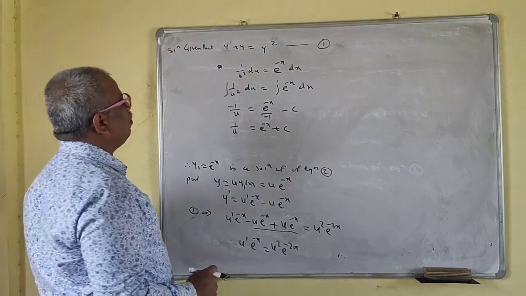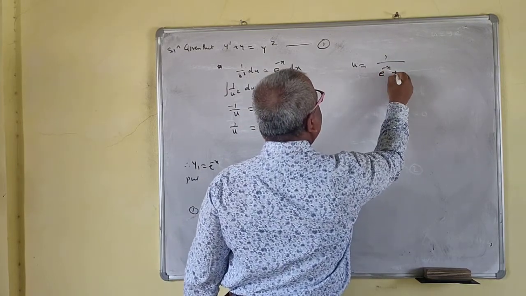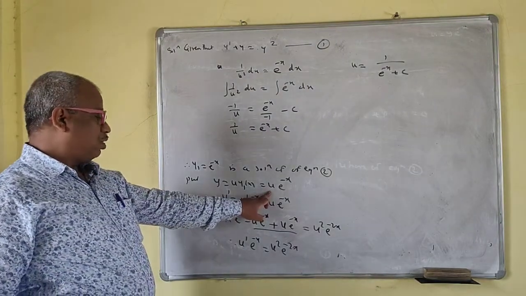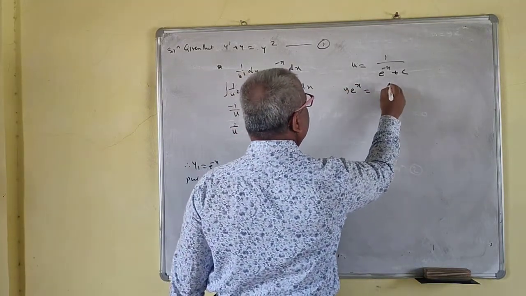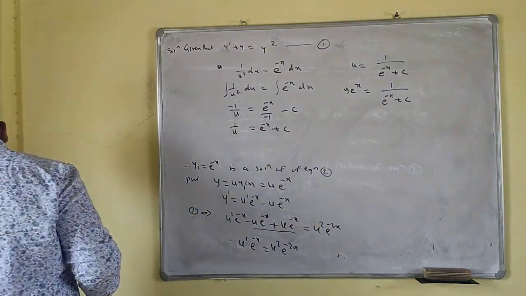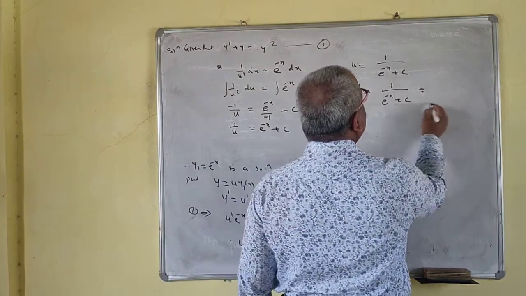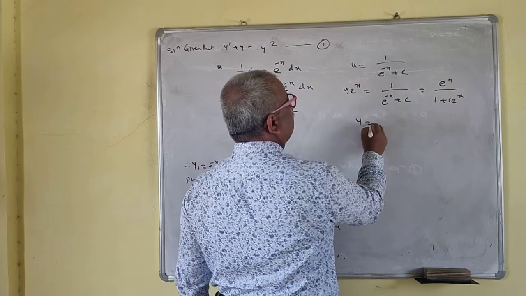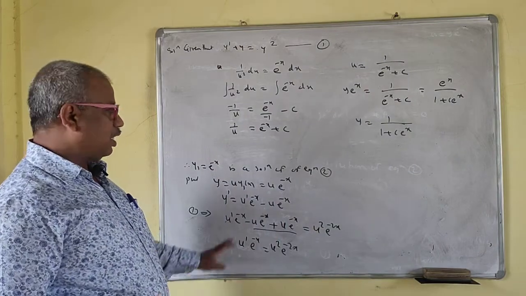Okay, so now I'll put the value. Therefore u is equal to 1 upon e raised to minus x plus c. Okay, so what is u? Just we have to shift e raised to x. So y e raised to x is equal to 1 upon e raised to minus x plus c. Okay, if you don't want this e raised to x, I can multiply by e raised to x. So e raised to x upon 1 plus c e raised to x. So you can cancel that. This is 1 upon 1 plus c e raised to x. If you want to simplify, you can do this. Otherwise keep it as it is.